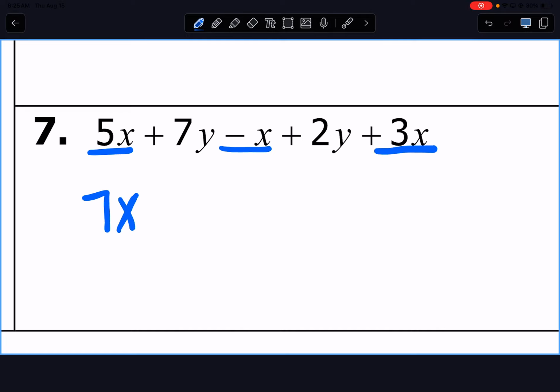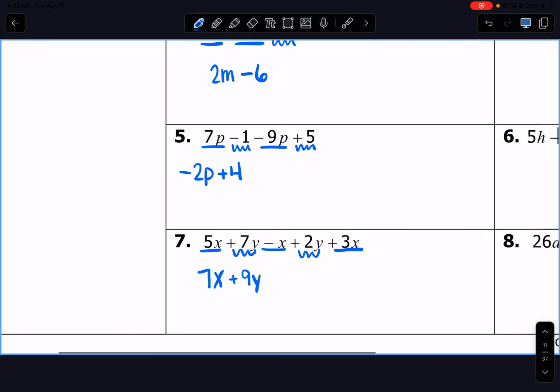Okay. Does 7y have any friends? 2y. And what is those two combined? 9. All right. We're going to flip to the back.